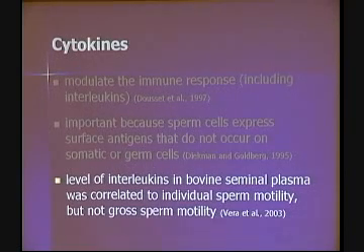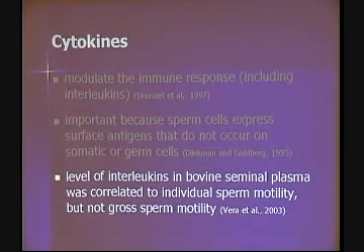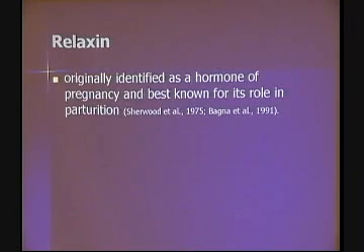The level of interleukins in bovine seminal plasma has been correlated to individual sperm motility, but not gross sperm motility. So if you look at a whole sample under the microscope and relate that to interleukin concentration, there's no correlation. But if you look at the sperm cells that are fast swimmers, they're going to tend to have higher interleukin concentrations than the slow swimmers.